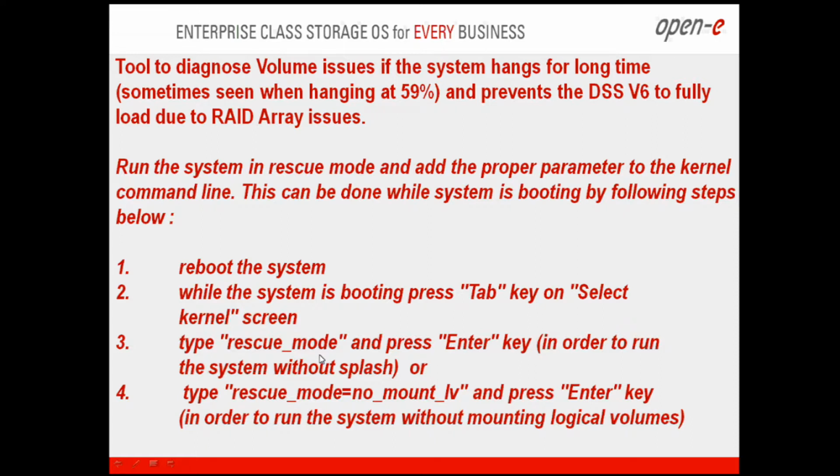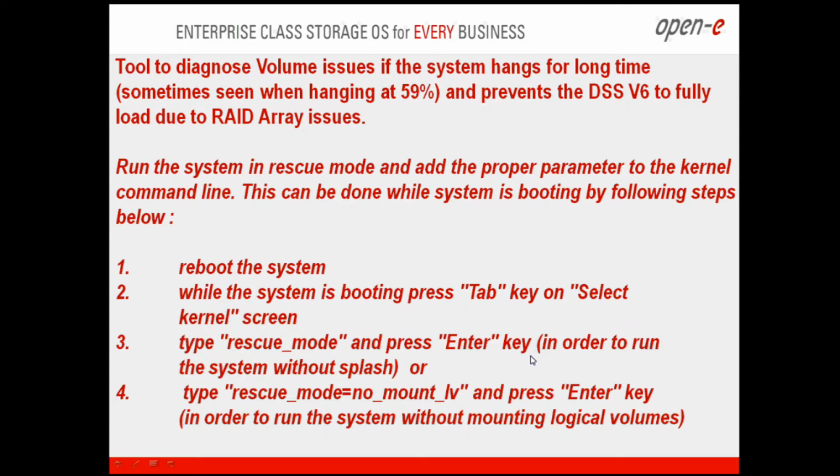So this is where you would select right before you go right into the software installer. Right after that, you want to do this right in that section. So this can be done while the system is booting, and then you follow the steps below. So you reboot the system. While the system is booting, press the tab key on the left and select the kernel version. After this, you're going to have the opportunity to type in rescue mode and then press the enter key in order to run the system without the splash.